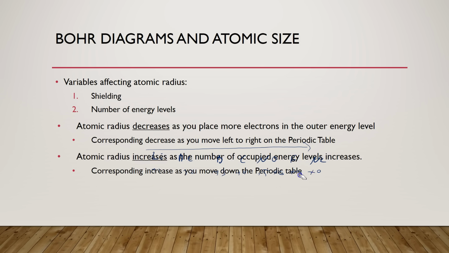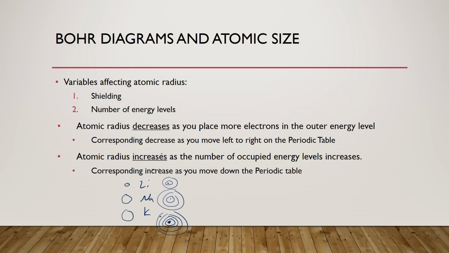Now, the second thing that we need to notice is the effect of going down the periodic table. Okay? So the more rings I put on my atom, the larger my radius is going to be, right? And so as we go, let's say lithium, sodium, and potassium, for example, which are all in group 1, right? So lithium is only going to have 2 rings. Sodium is going to have 3 rings. Potassium is going to have 4 rings. 1, 2, 3, 4, right? So as we go down the periodic table, our radius increases.